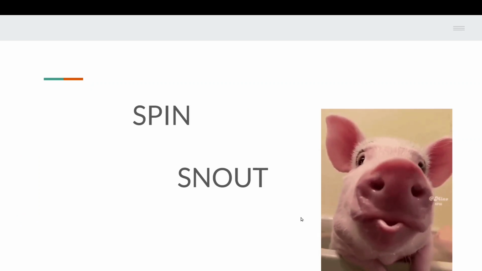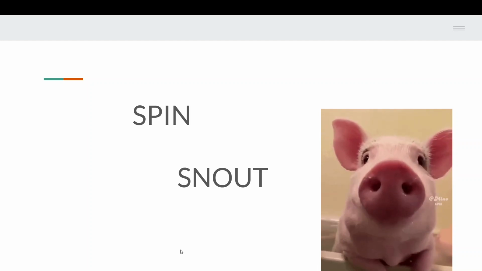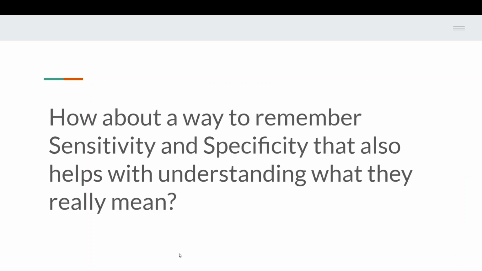The next way that people have sensitivity and specificity explained to them is SPIN and SNOUT. SPIN means that you use specificity to rule things in, and SNOUT means that you use sensitivity to rule things out. But that really does not help with understanding the concepts that are involved here. So how about a way to remember sensitivity and specificity that also helps with understanding what they actually mean? That's the goal of this video.